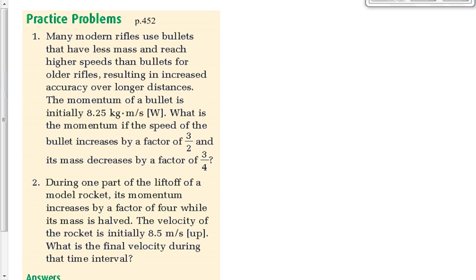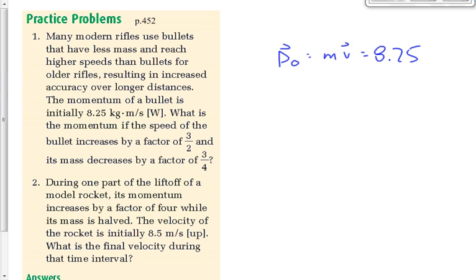The momentum of a bullet is 8.25. What does the momentum become if the speed increases by a factor of 3/2 and the mass decreases by a factor of 3/4? Well, my relevant equation is P is equal to m times v. This is what I start with. And then let's set that equation equal to my original value, 8.25.